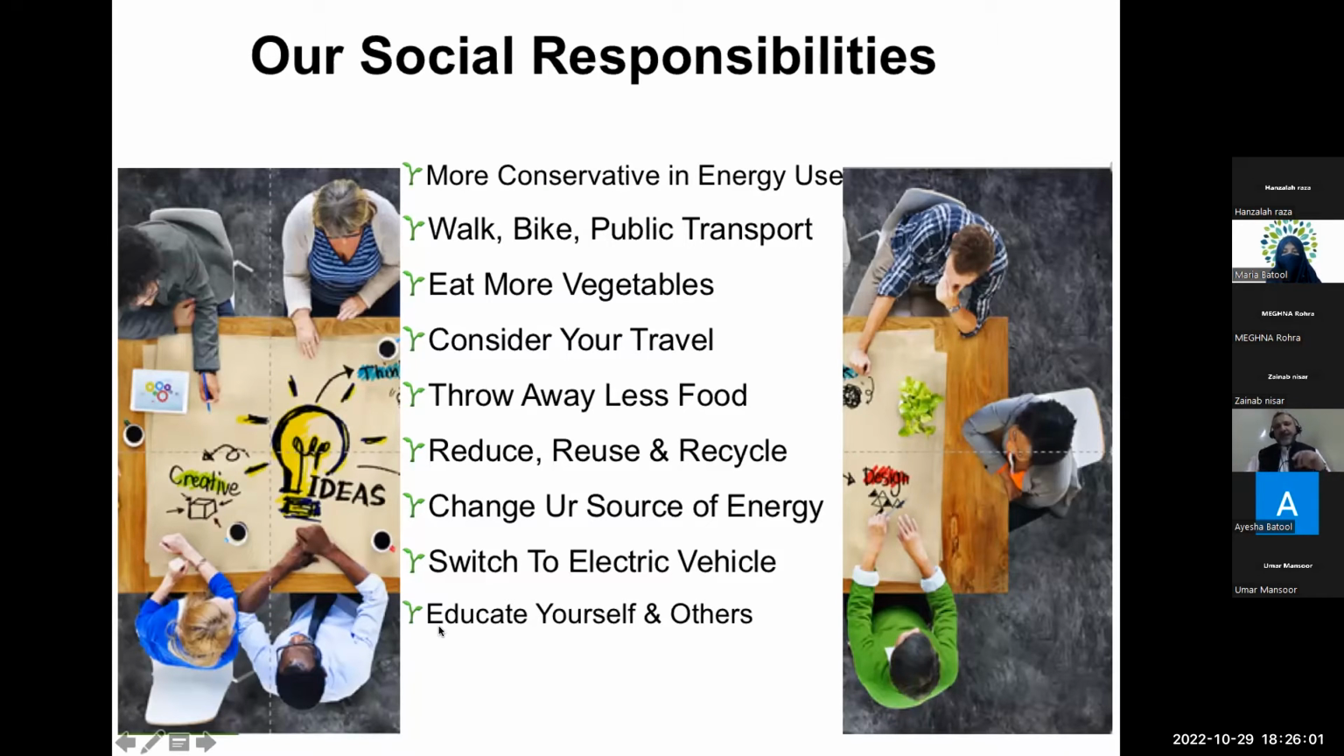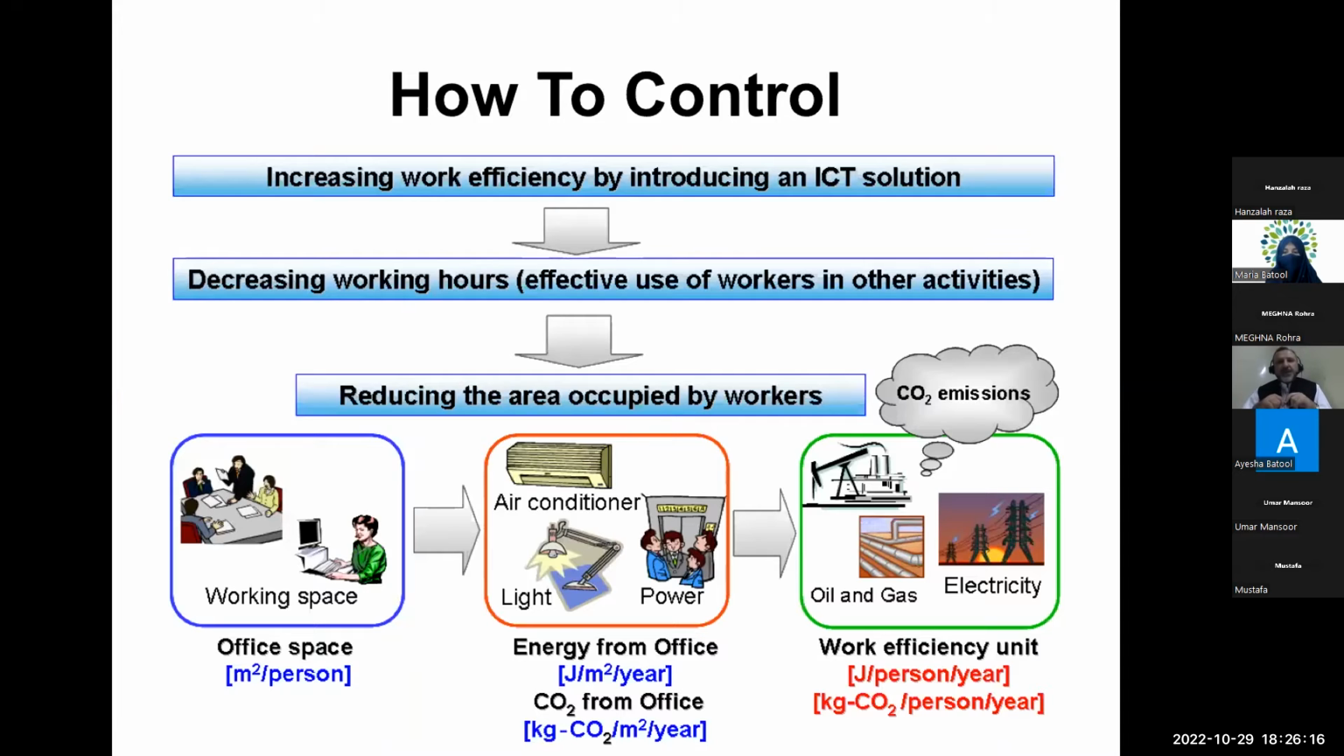Another important thing is to educate yourself and others on how to use energy, how to save energy, and how to contribute less to global warming as well as to climate change. So here is one of the mechanisms for how ICT can play a role in it, how we can control climate change and slow down the pace with which we are moving toward disaster.